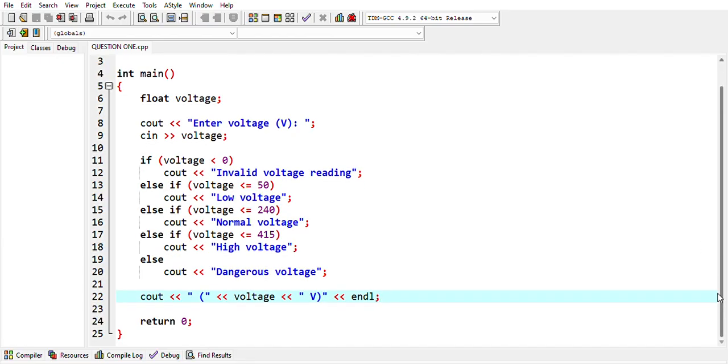Move on to return 0;. The return 0 is the last statement you have to write over there.